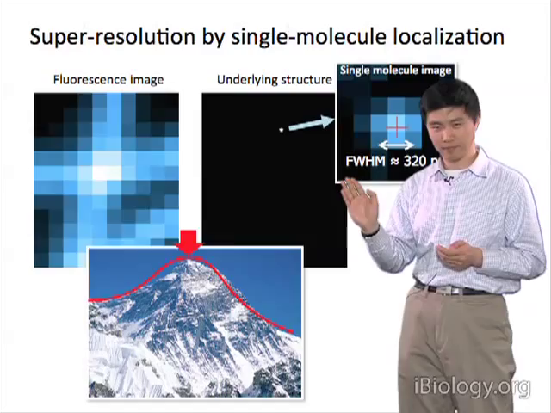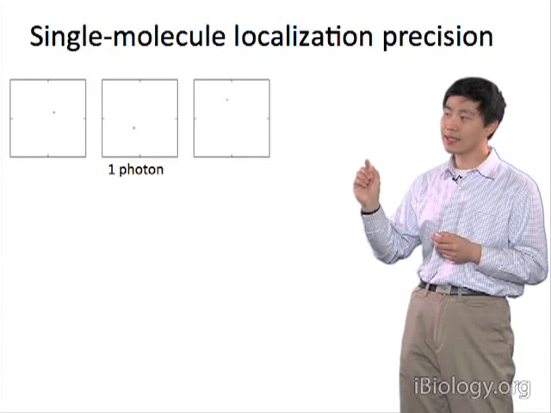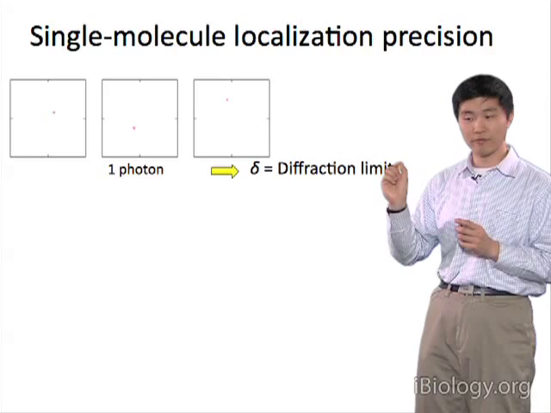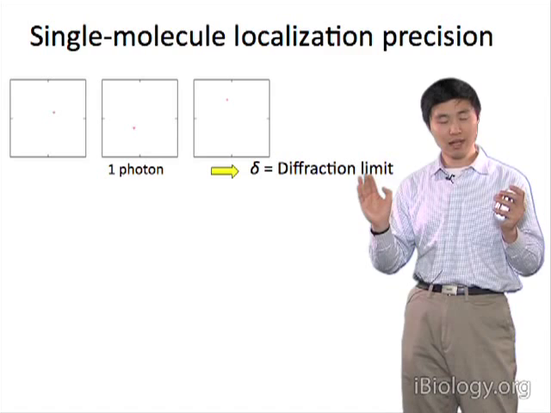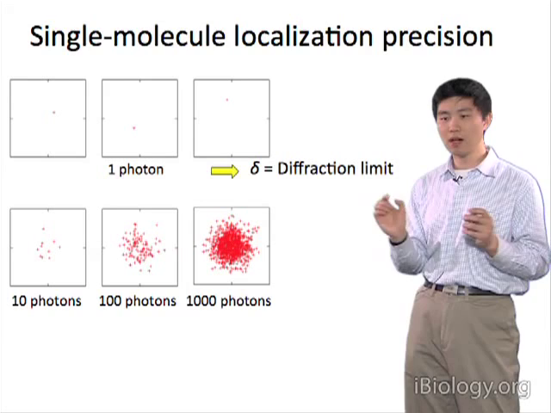Our camera just keeps detecting photons, fluorescent photons, coming from that molecule. When every single photon hits a pixel, the camera is essentially recording the position of that photon. The error of deriving the molecule position from the photon position is exactly our point spread function, which represents the diffraction limit. A single molecule image is made up of more than one photon, and can be 10 photons, 100 photons, 1,000 photons. This is equivalent to measuring the single molecule position 10 times, 100 times, 1,000 times.